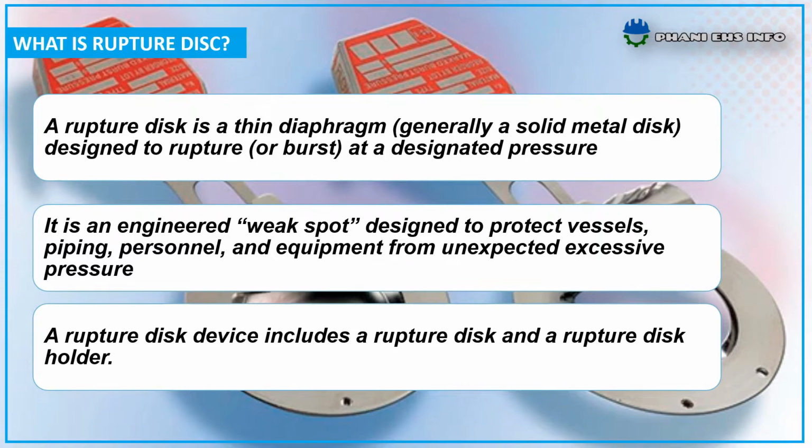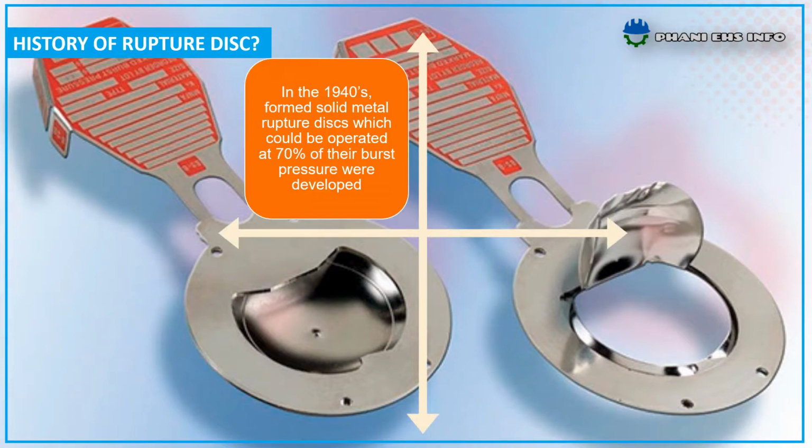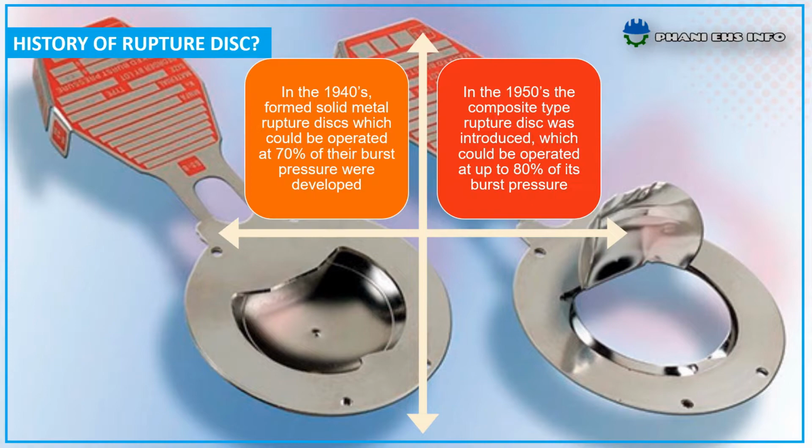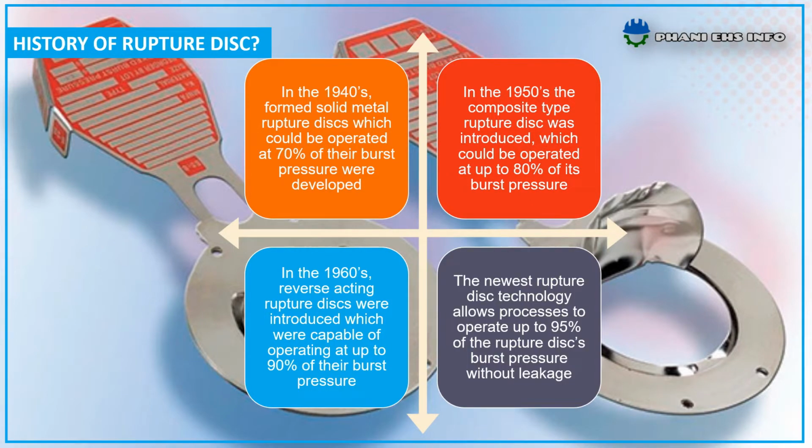Next one, the history of the rupture disc. In 1940s, formed a solid metal rupture disc which could operate at 70% of their burst pressure. In 1950s up to 80%, in 1960s up to 90%, and in US operate up to 95% of the rupture disc burst pressure without any leakage.